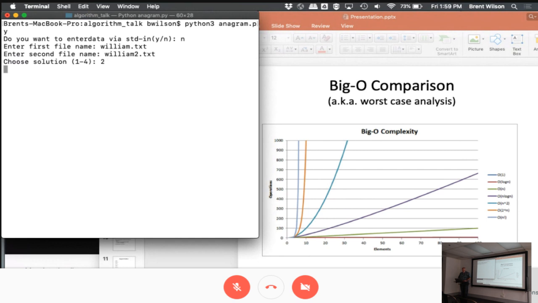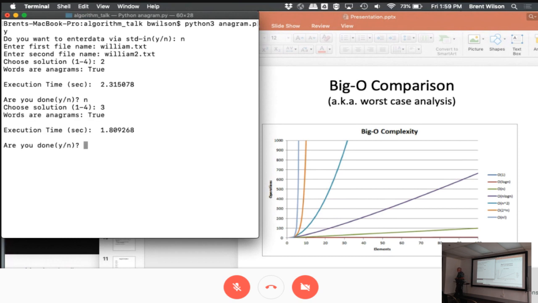Okay, number 2. Not bad. Just barely over 2 seconds. Number 3, 1 second. Think so? Are you done? No. Number 3, 1.8. All right, that's not bad. The entire works of William Shakespeare is a very, very large file. It's not 12 letters like we did a moment ago.